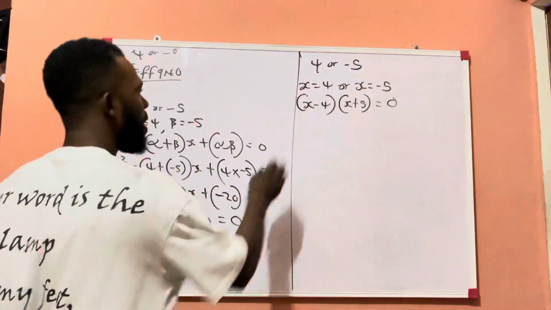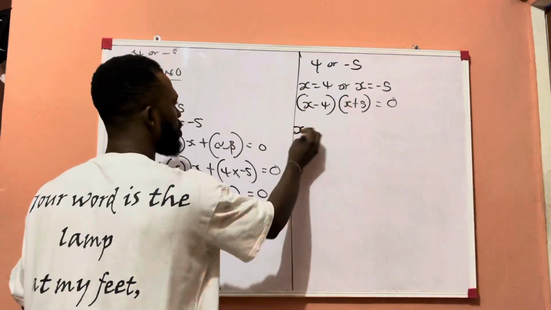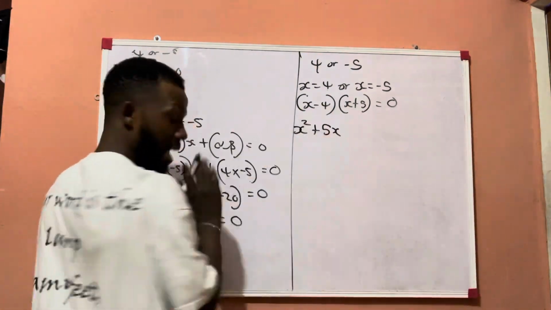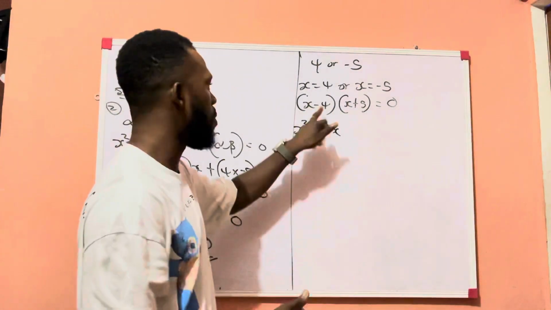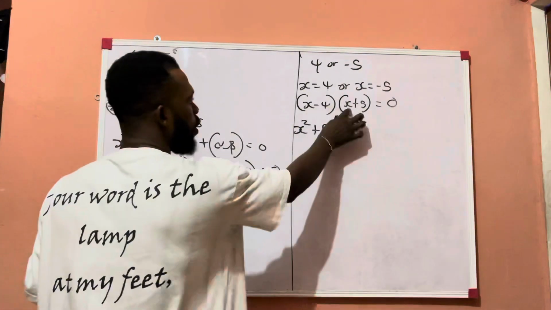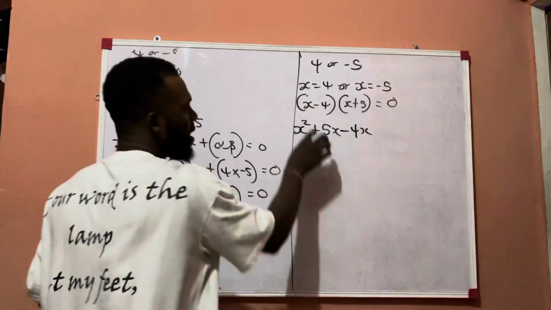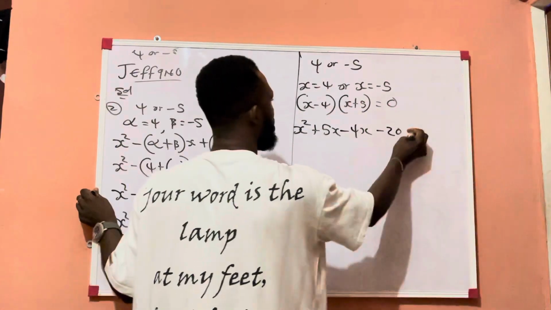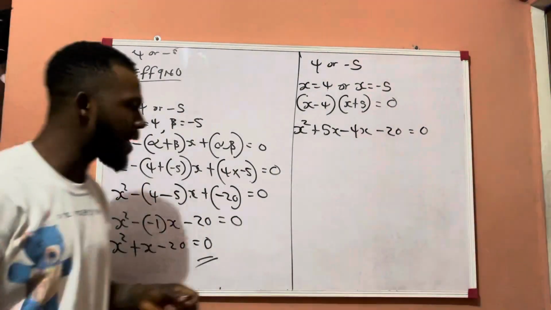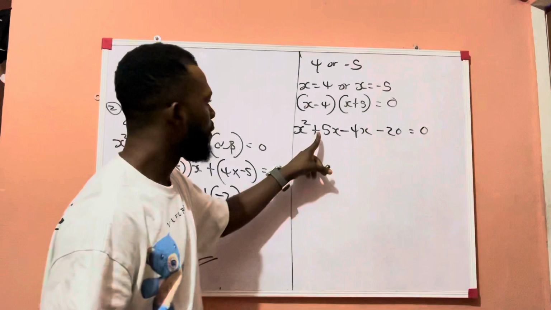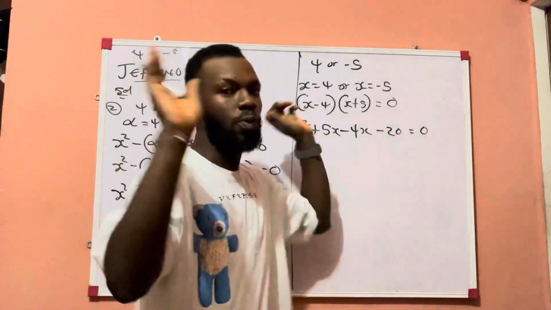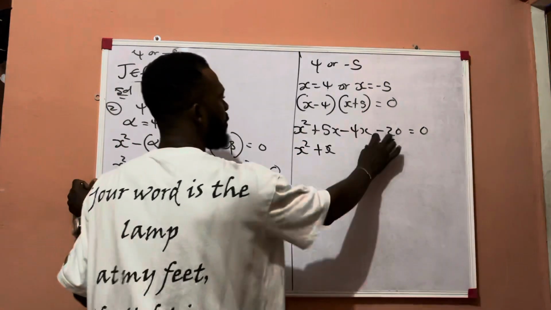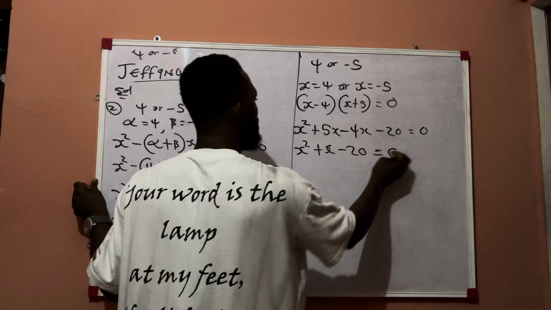Perfect. Let's go. x times x gives us x squared plus x times 5 gives us 5x. x has multiplied. Now what's going to multiply next? Minus 4. Now minus 4 times x will give us minus 4x. Then minus times plus will give us minus, and 4 times 5 will give us 20 equal to 0. Now without wasting time class, you will notice that 5x minus 4x will give us x. So automatically what do we have? x squared plus x followed by what? Minus 20 is equal to 0.